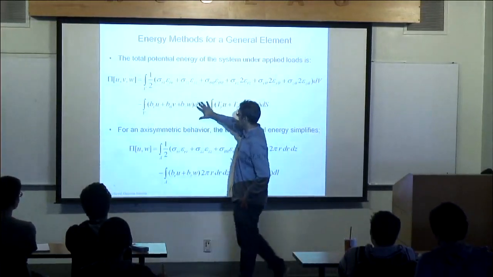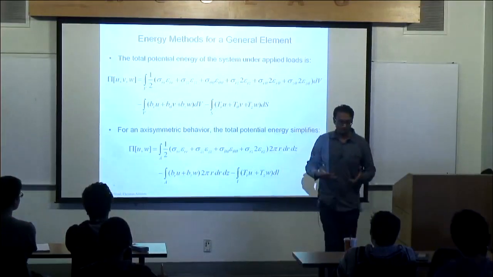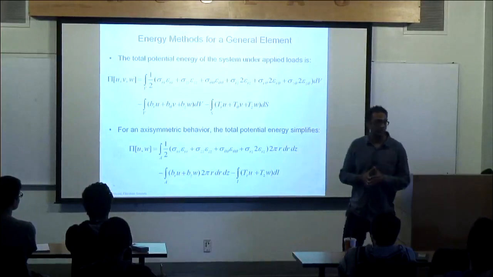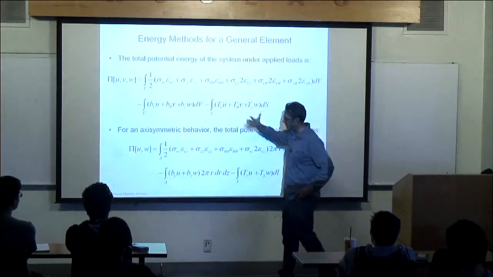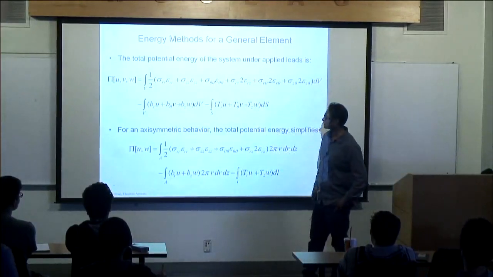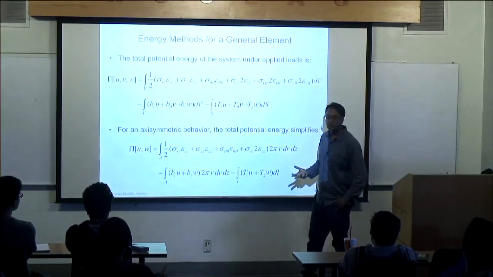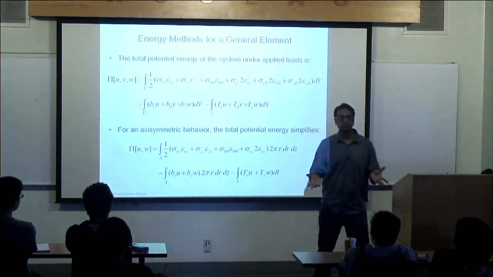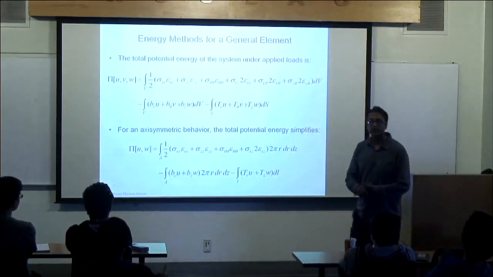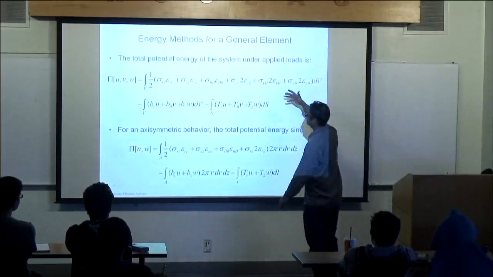The second part of the equation corresponds to the potential energy due to the applied loads. What I can do is simplify this equation into this one by removing all the terms that don't exist. For example, we already showed that for the strain-displacement relationship, 4 out of 6 components are important. The other 2 are not present. And so what you see here is a simplification.